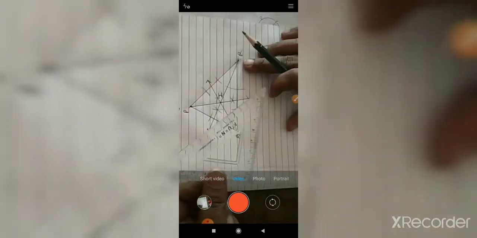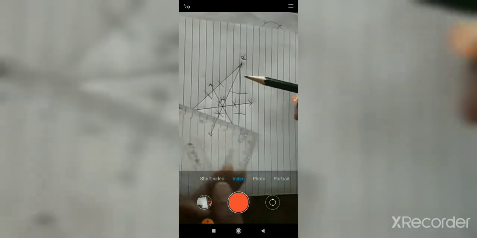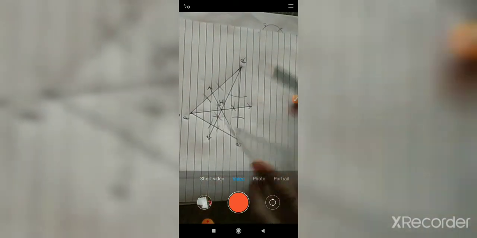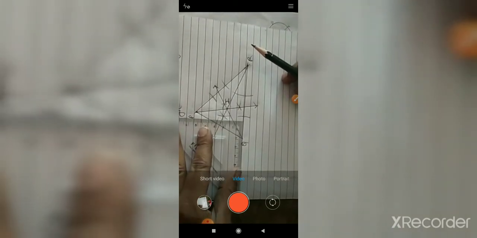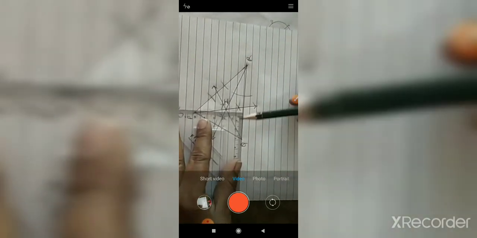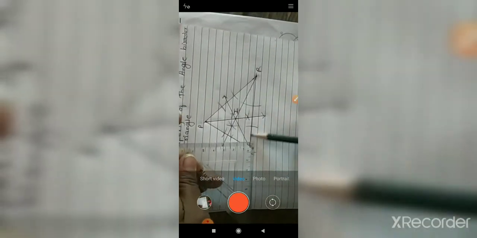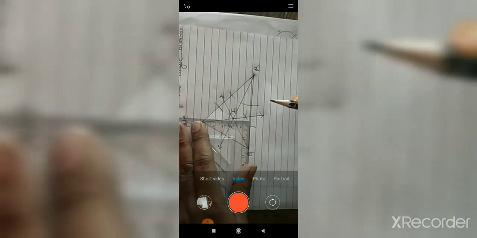And then the next point is we have to draw the perpendicular from this point, that is point I. We have to take a set square for this. This is the set square. Then we have to draw the perpendicular from the point I, the altitudes. So one side of the set square we have to put on this point I, and another side we have to adjust with the side of the triangle, and hold it in this way.